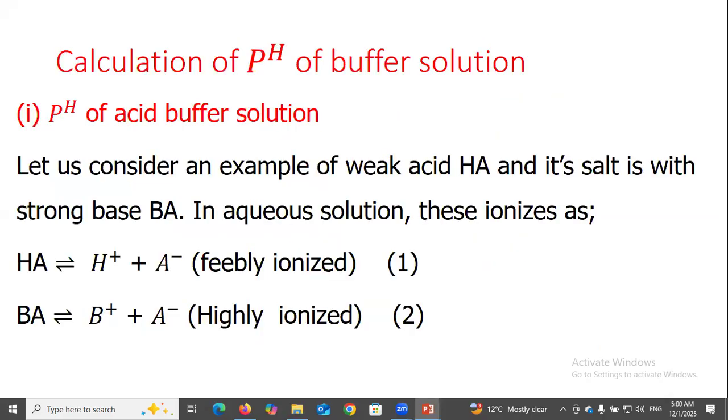Calculation of pH of buffer solution, pH of acid buffer solution. Let us consider an example of a weak acid HA and its salt with a strong base B in an aqueous solution. HA ionizes into H plus and A minus, feebly ionized, and BA ionizes into B plus and A minus, highly ionized.